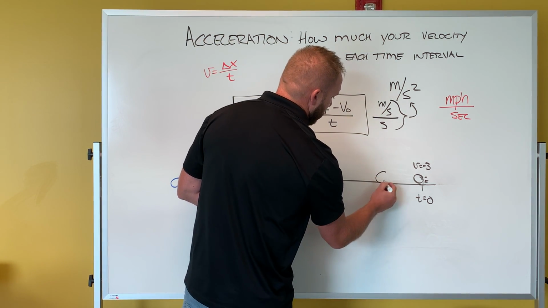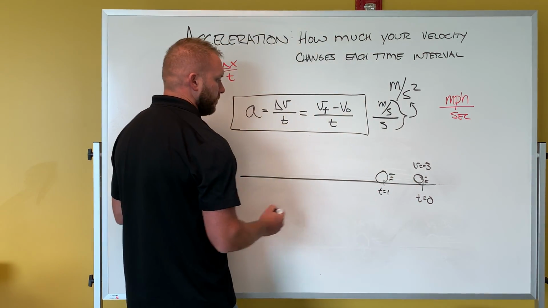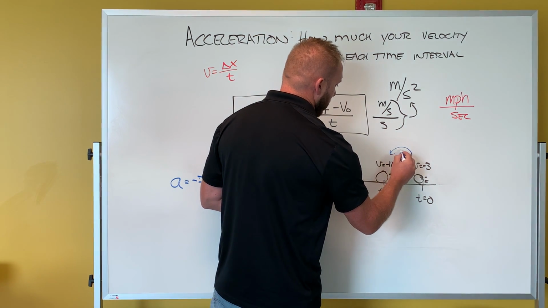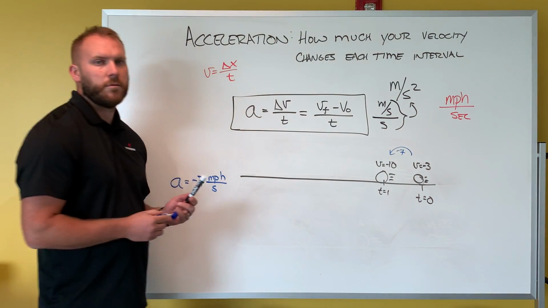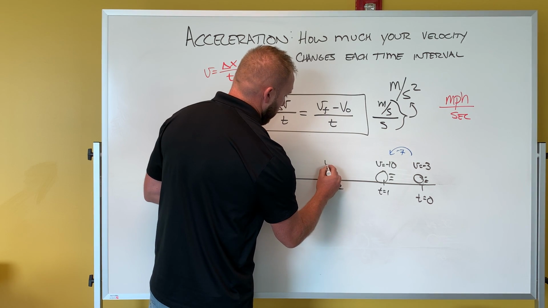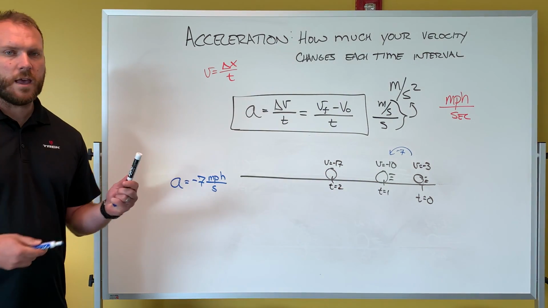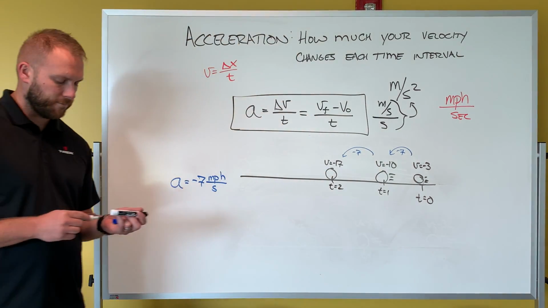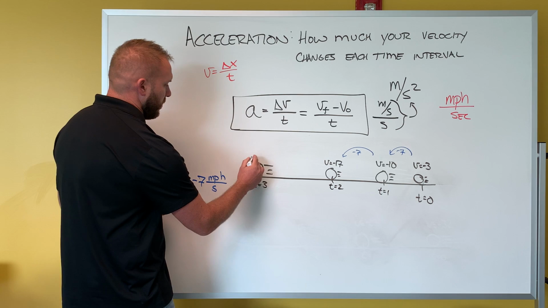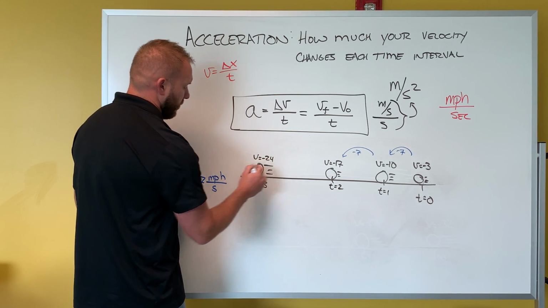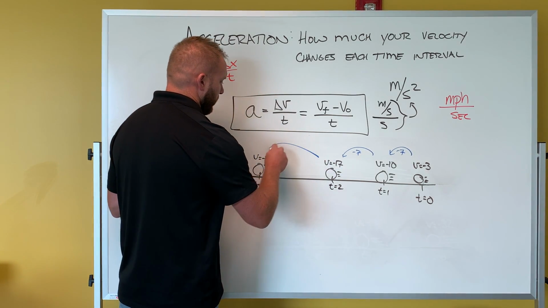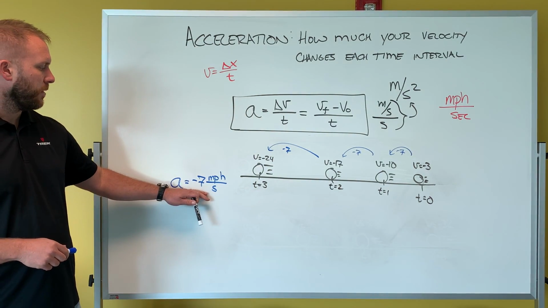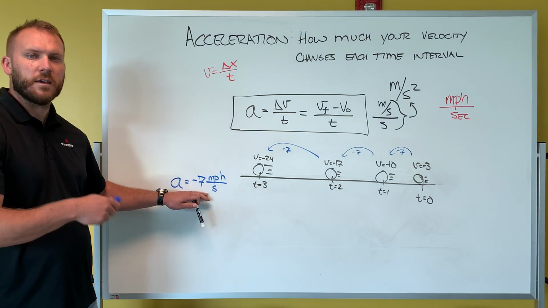After 1 second, our ball would be moving a little faster. They would have a velocity of negative 10 miles per hour. Notice our velocity changes by negative 7. At 2 seconds, now our velocity is negative 17. Again, our velocity changed by negative 7 miles per hour. After 3 seconds, velocity is negative 24. Again, our velocity changes by negative 7 miles per hour. That's what the acceleration tells me. The velocity has to change by a value of negative 7.